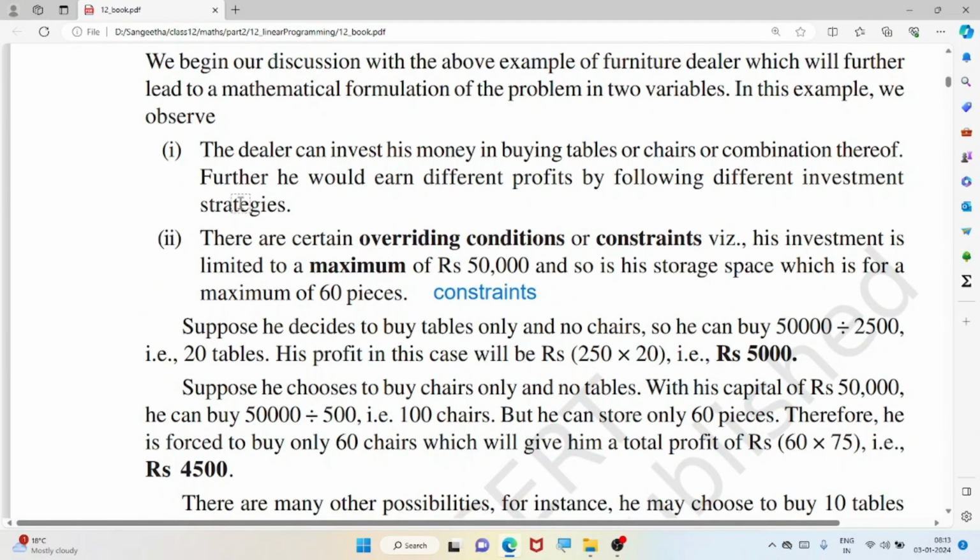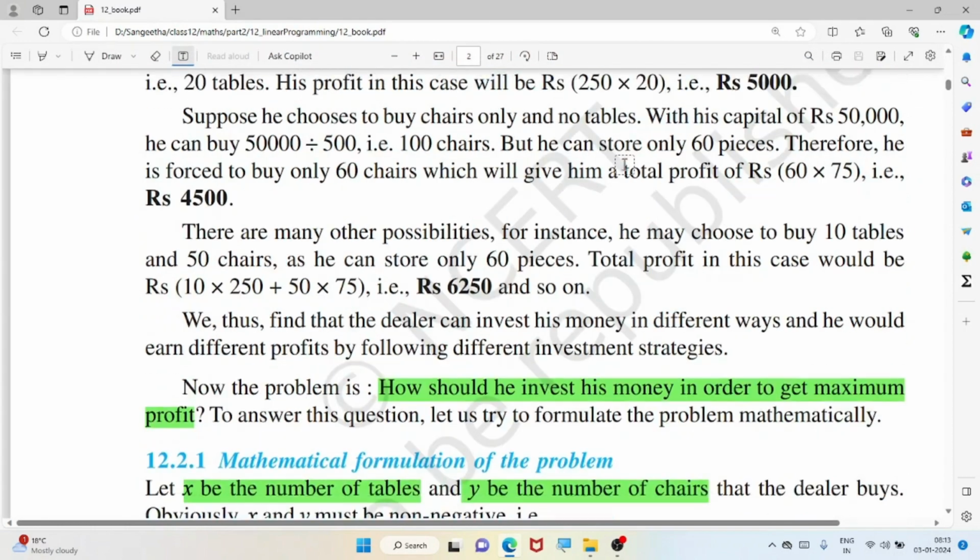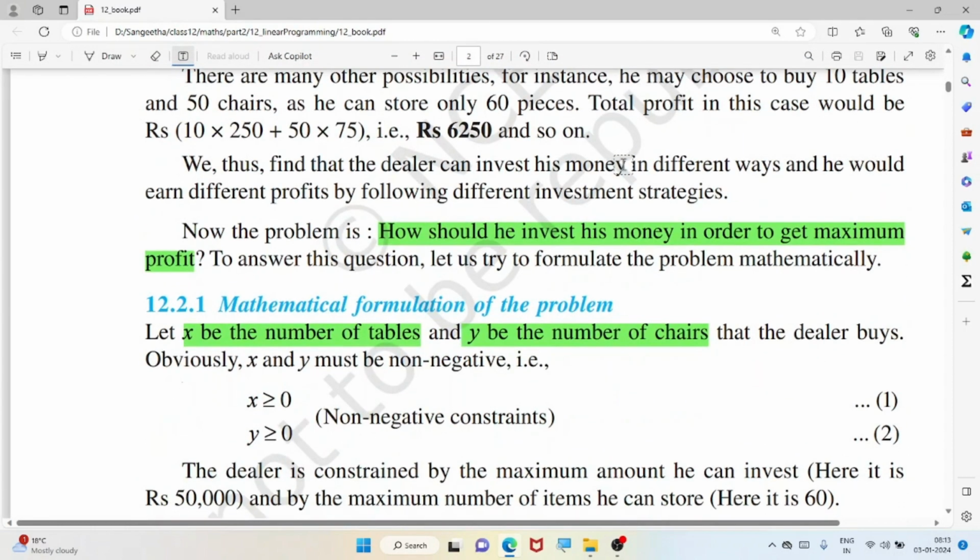These are the constraints from the problem. What is a constraint? The investment is limited to 50,000 only. Okay, that is one constraint. Then storage space for 60 pieces only, that is another constraint. So our aim is to get the maximum profit. Okay, that is the objective.